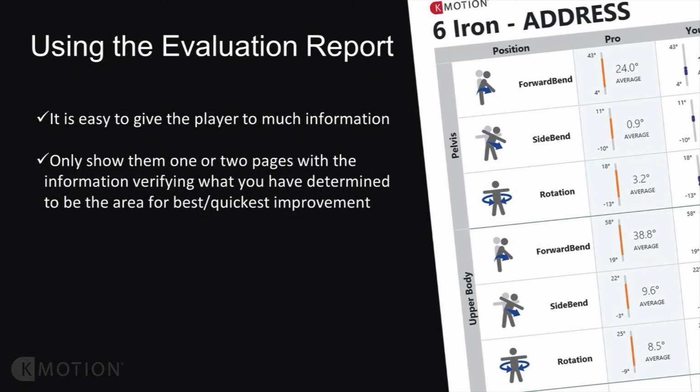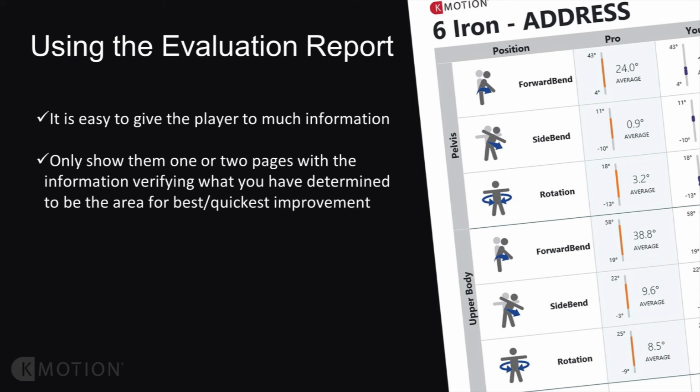Yeah, so just to summarize everything here, using the evaluation report, it's easy to give the player too much information. There's so much information in this evaluation report. I stressed it in the presentation earlier, I'll stress it again. Only show them one thing at a time, maybe two if it ties together. It's very easy for the player to become overwhelmed with this report. Like the graphs, if you show them too much, you're going to lose them. So create your structure, one thing at a time, whatever your approach is. Address, ground up, impact back, whatever it is, create your plan, and then deliver the points as you go.